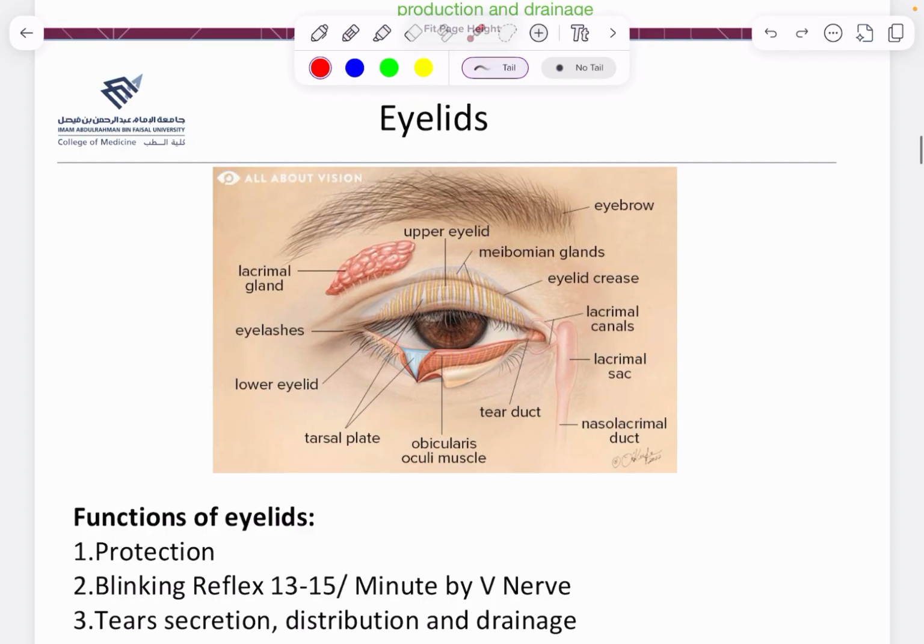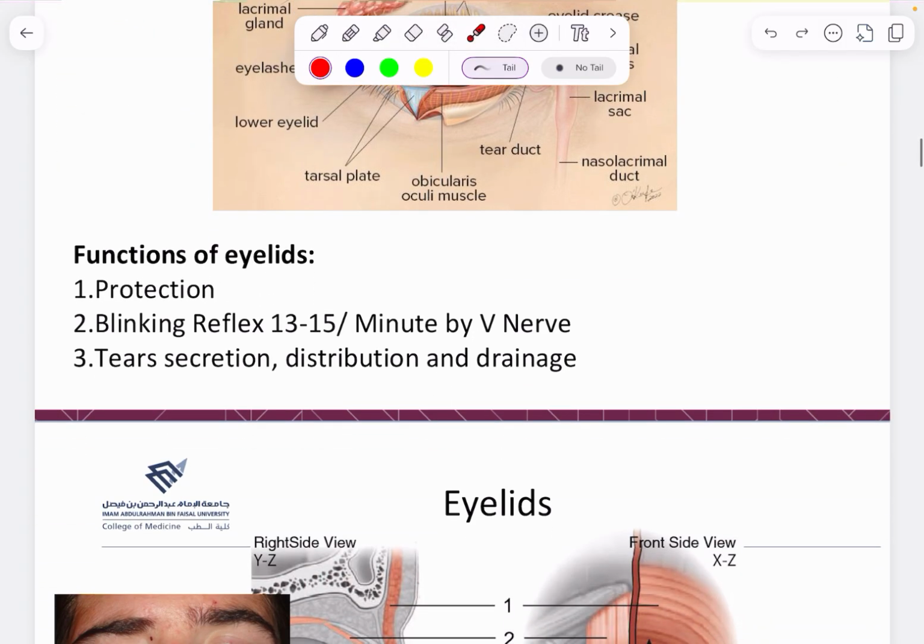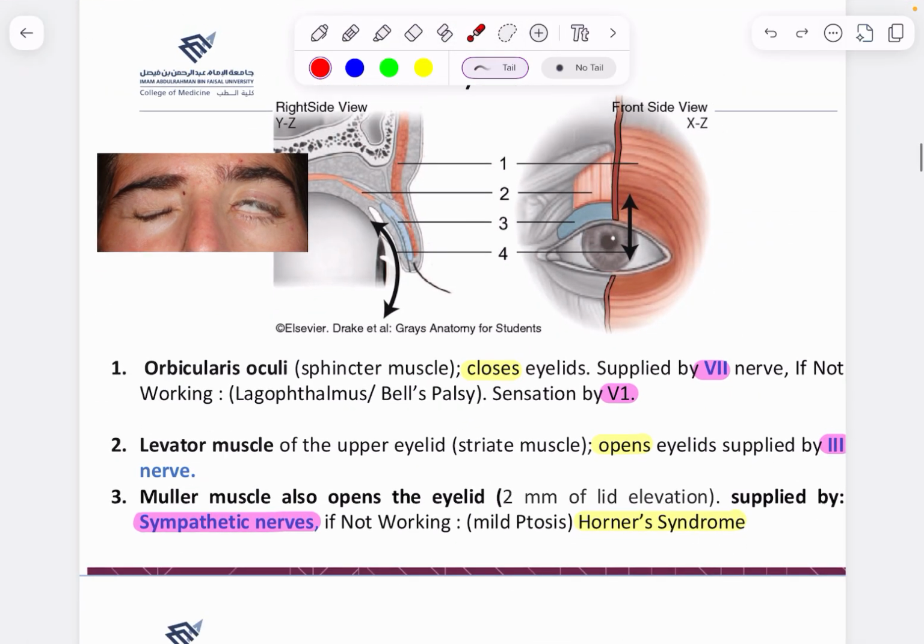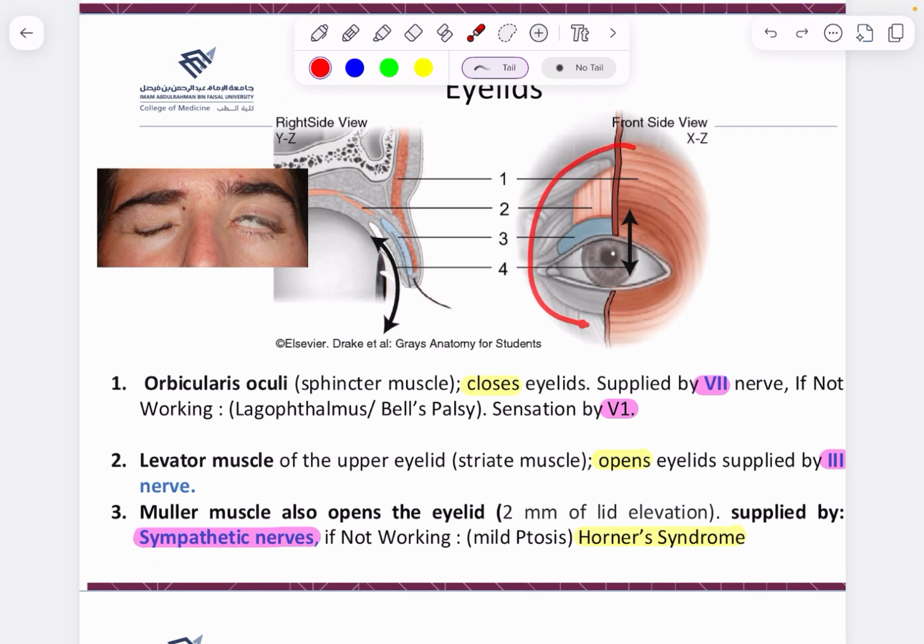نيجي للeyelids. The function is to protect, the blinking reflex, to secrete tears. عندنا three main muscles. Okay, عندنا orbicularis oculi هذه نعرفها. It's innervated by the facial nerve with sensation is going to be by the ophthalmic nerve, the division of the trigeminal nerve. The function is to close the eyelids. Orbicularis oculi closes the eyelids. When you want to open your eyelids, we're going to use the levator muscle. This is going to be supplied by the third cranial nerve, which is why in third cranial nerve palsy you might have ptosis. You will have ptosis.